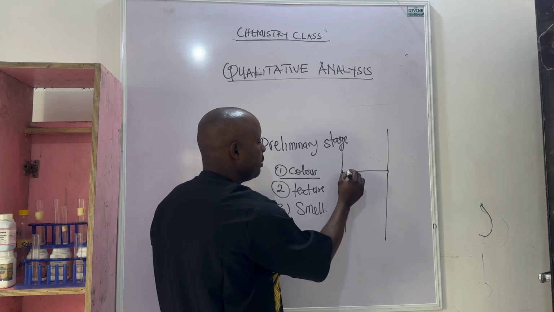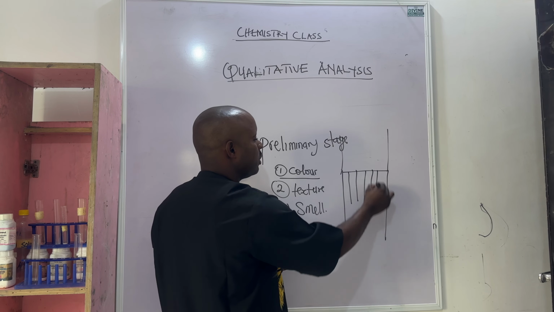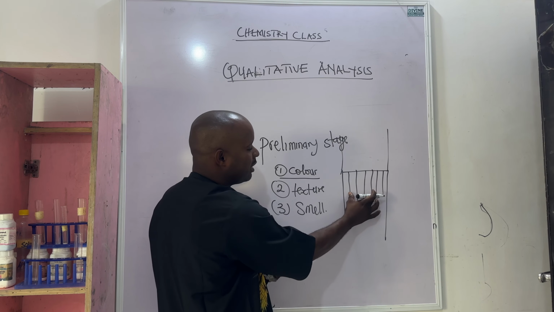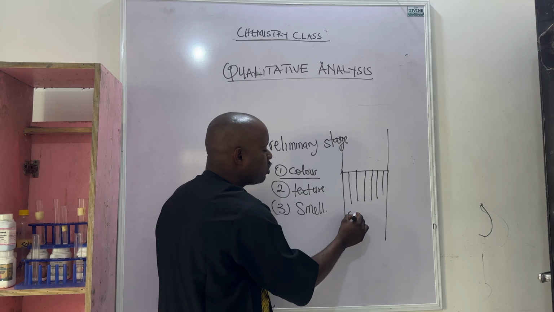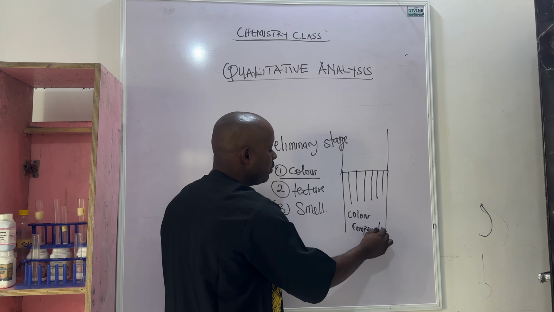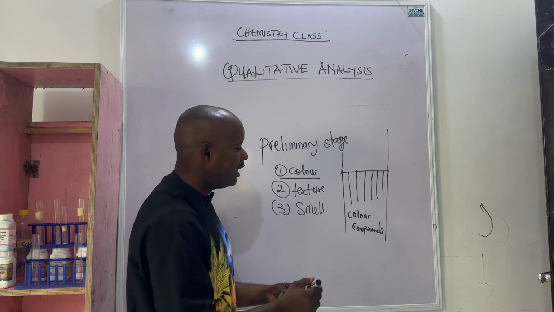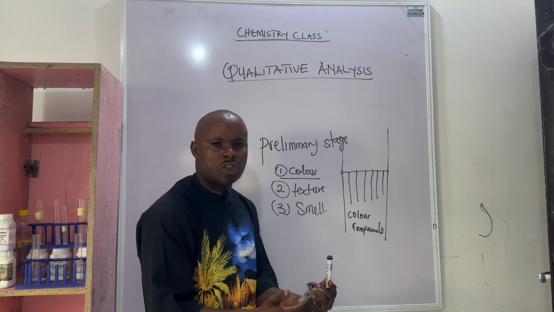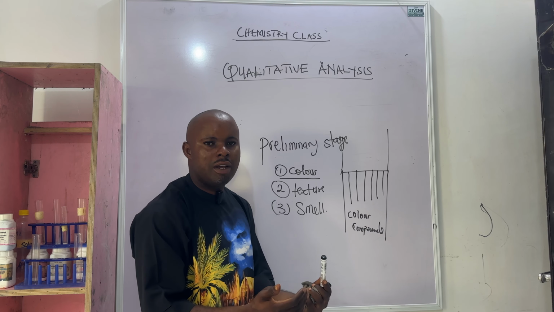So this group is made out of 10 blocks. We said the major characteristic of these 10 blocks is that they produce colored compounds. They produce what? Colored compounds. So by this, we can use this preliminary stage to identify certain groups of salt in the laboratory.